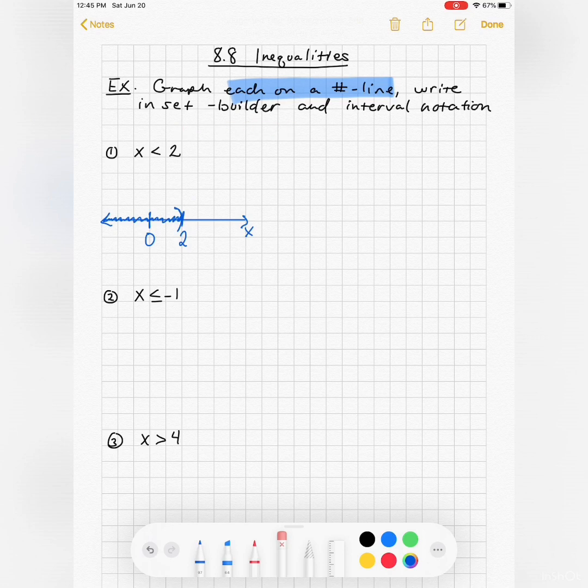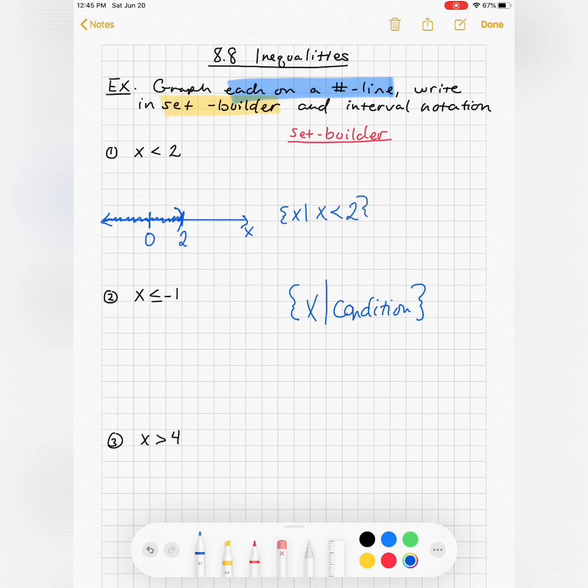And then let's see what else it says. It says write in set builder and interval notation. Okay, here's how I would do that. I would say the set of all the x's where. That's like a curly brace, like so. And then I have the x, and then I use a vertical bar, that means where. And then I write whatever the condition is here. So in this case, that's just x is less than 2.